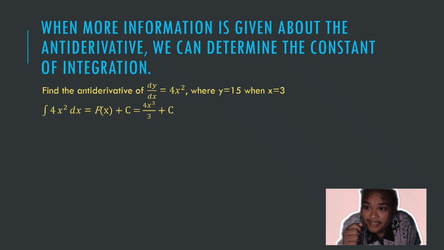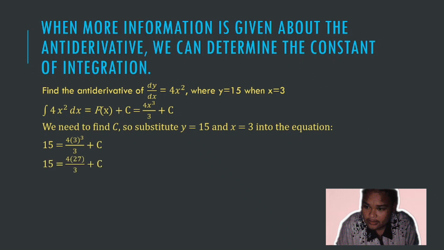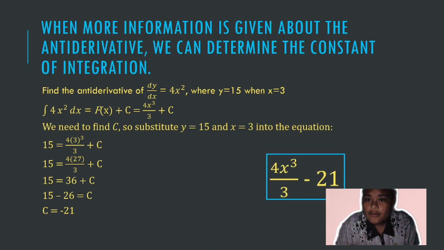Don't forget about the c, guys, because it's wrong if there's no c. Now, since it's given, we can substitute the given in the equation. So, we just plug in the 3 here. And we transpose it. And our c is negative 21. So, our original, or what they call it, our antiderivative is 4x raised to 3 over 3 minus 21. Now, how can we apply this?